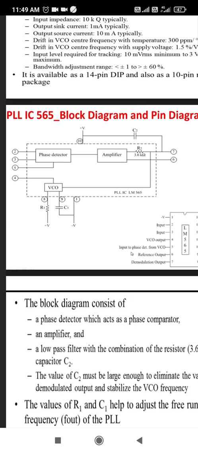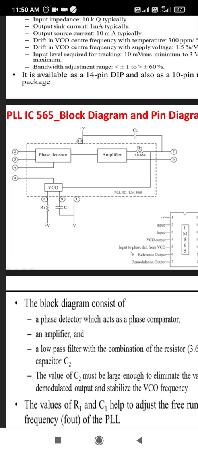Okay, so internally the phase detector is available, VCO is available, and amplifier is available, because the amplitude of the error voltage which is given by the phase detector is very low. So to amplify that, the amplifier is used, and after amplification the low pass filter is used. So only the amplifier is the new part in this. Between the phase detector and low pass filter the amplifier is used just to amplify the error signal.